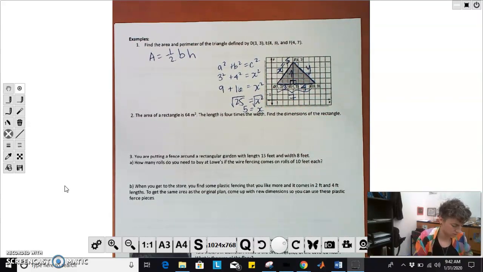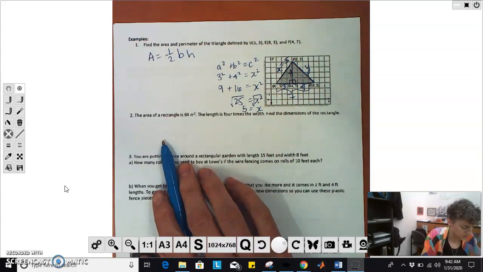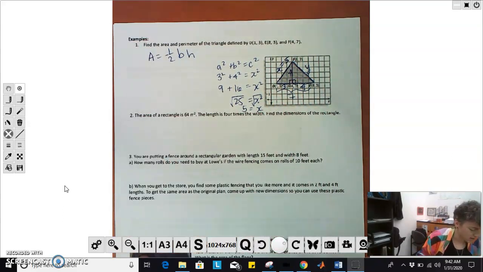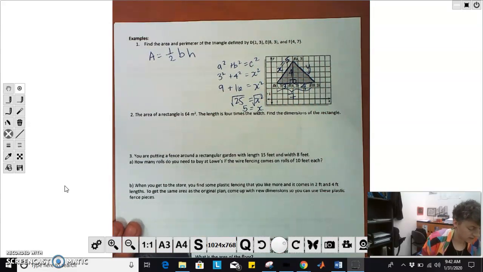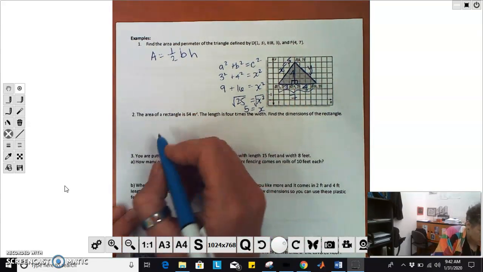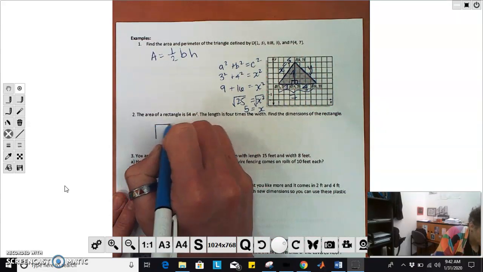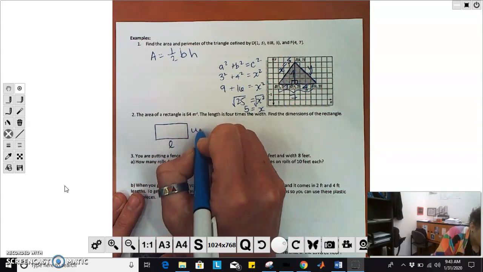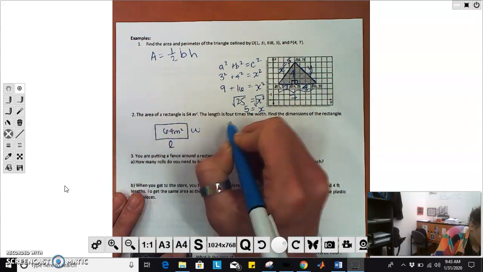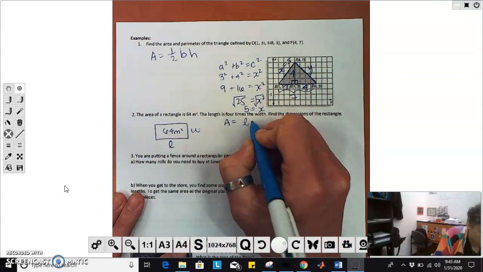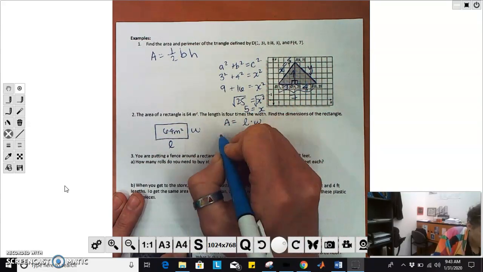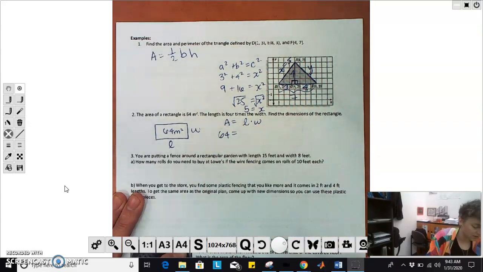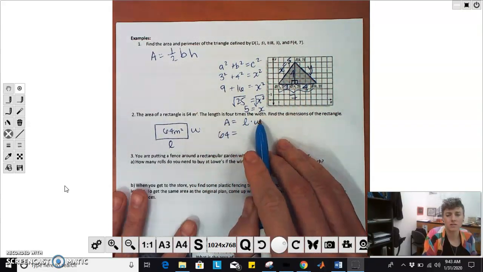All right. Let's set up number 2. The area of the rectangle is 64 meters squared. The length is 4 times the width. Find the dimensions of the rectangle. Area of the rectangle is 64 meters squared. We know that area of a rectangle is length times width. So the area is 64. We know the length is 4 times the width.